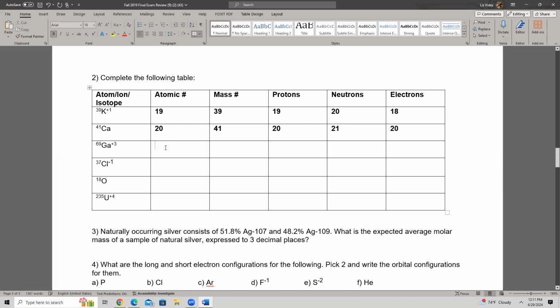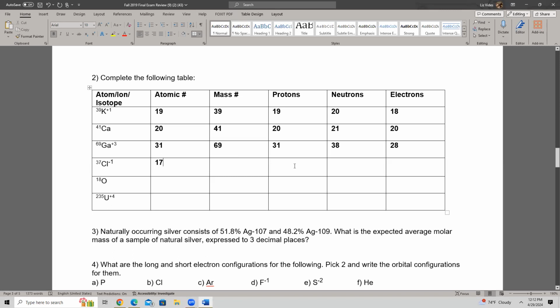The next one is gallium. Gallium, where are you? No, that's germanium. Gallium is 31, so the protons is also 31. The mass that they gave us is 69, which means our neutrons is 38. And our electrons, we lost 3. Therefore, we have 28, yes? Not that disconnected as far as the math goes.